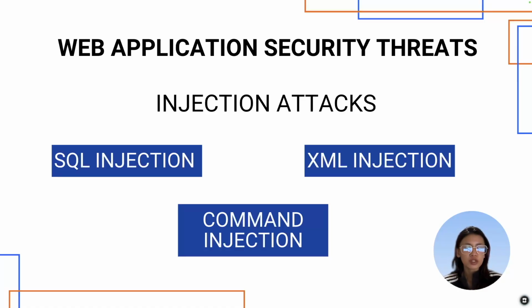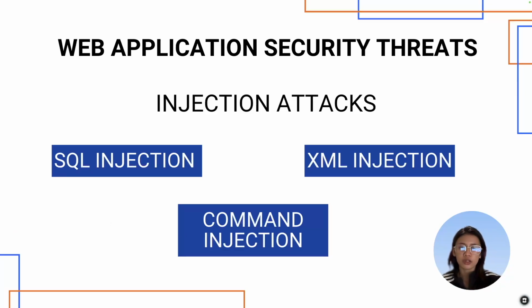So the impact of this is unauthorized access to data, data modification, and data deletion. And how can we prevent it? Simply by using parameterized queries, stored procedures, and ORM frameworks, we can validate and sanitize our user inputs. Next, we have the command injection.